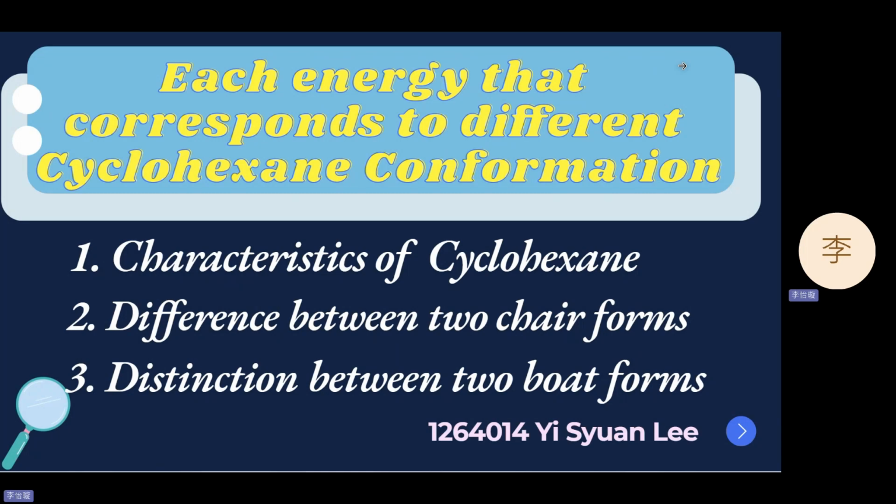Today, I'd like to talk about how energy corresponds to different cyclohexane conformations. I'm going to focus on three main points. First of all, we will look at the characteristics of cyclohexane. Second, we will discuss the difference between the half-chair and chair form. And finally, I will explain the distinction between the twisted boat and boat form. If you have any questions during the presentation, feel free to interrupt at any time.